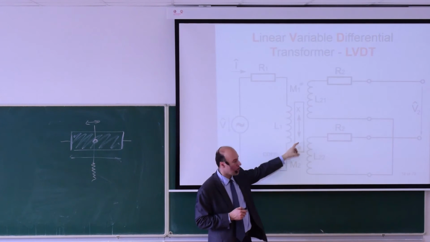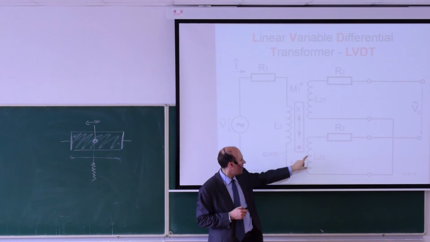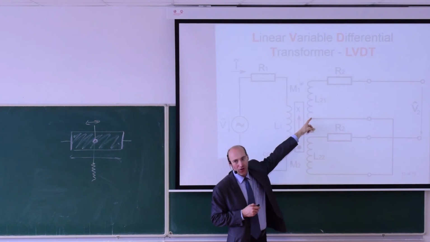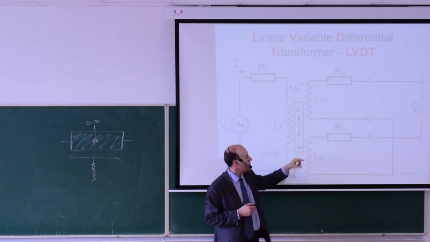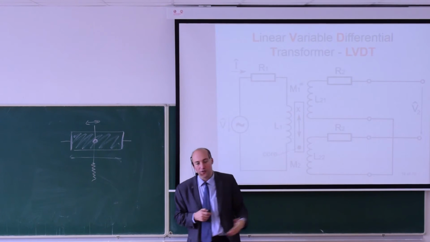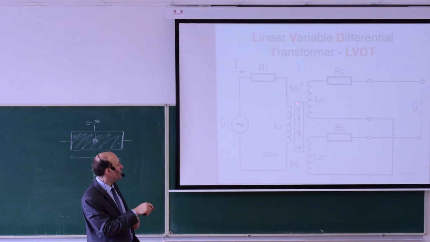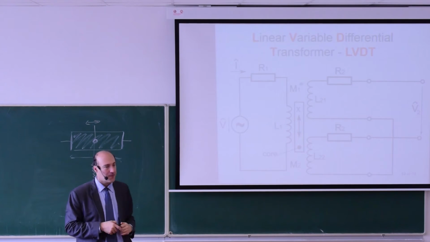Now if I move the core down, I will have a larger induced voltage in this winding and a smaller induced voltage in this winding. So there will be some voltage on the output. The same will happen also if I move it to the top. So I will have a larger voltage here and a smaller voltage over there.